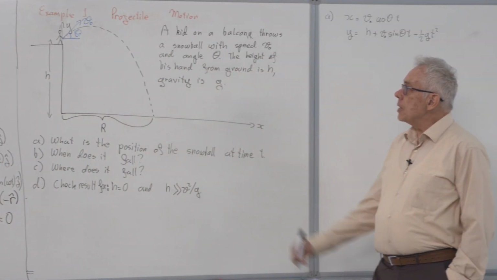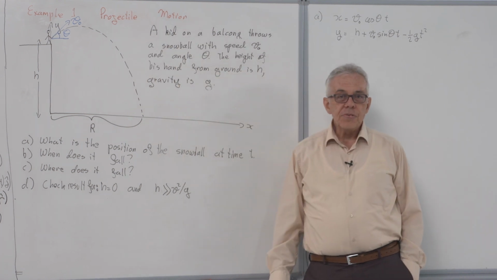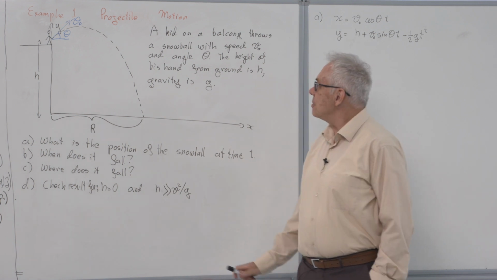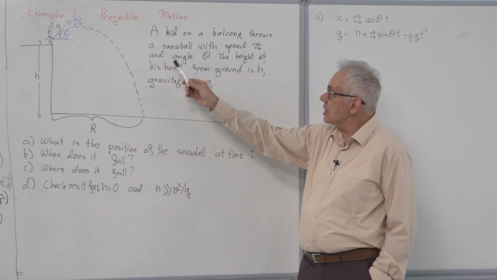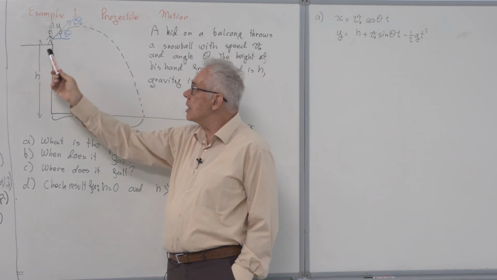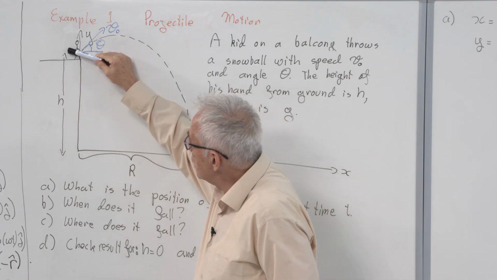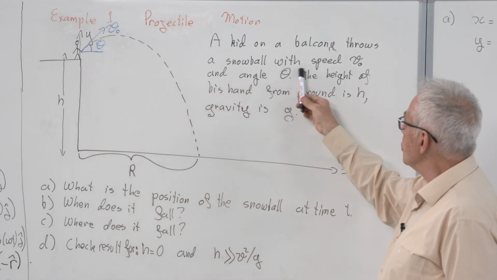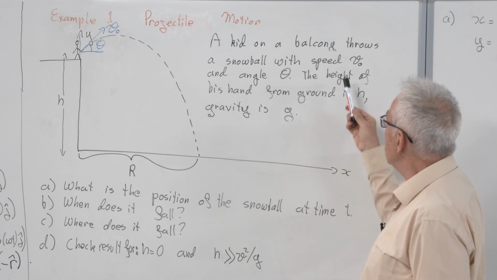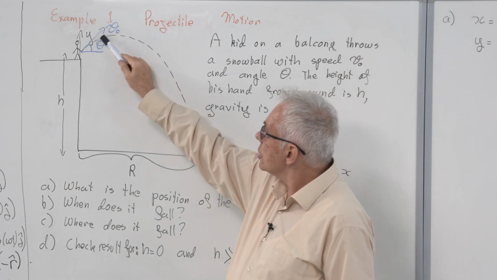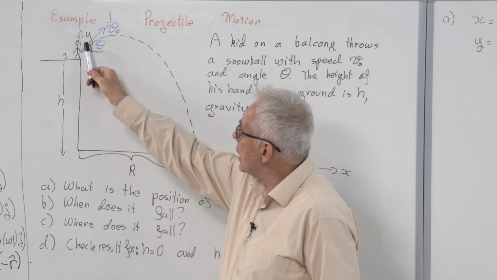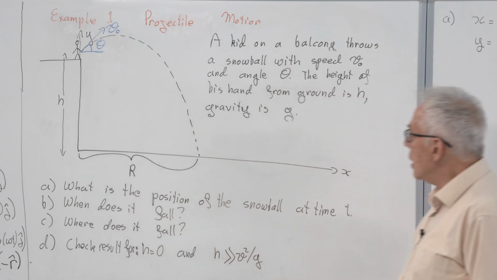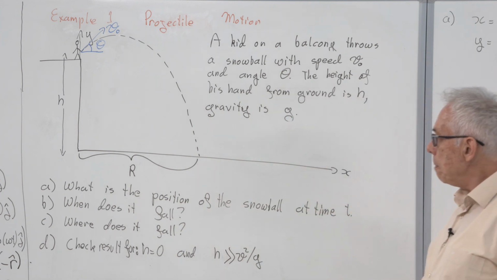Our first example is projectile motion. Of course, what is 2D motion without the famous projectile problem? In this case, our projectile motion problem has a kid on a balcony. The height is h from his hand to the ground. He's throwing a snowball. It's winter. And the snowball has initial velocity v0 at an angle theta with the horizontal. Of course, gravity is g.